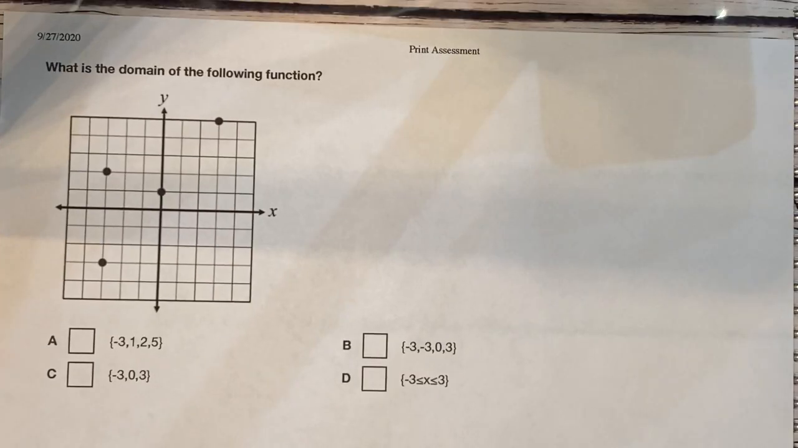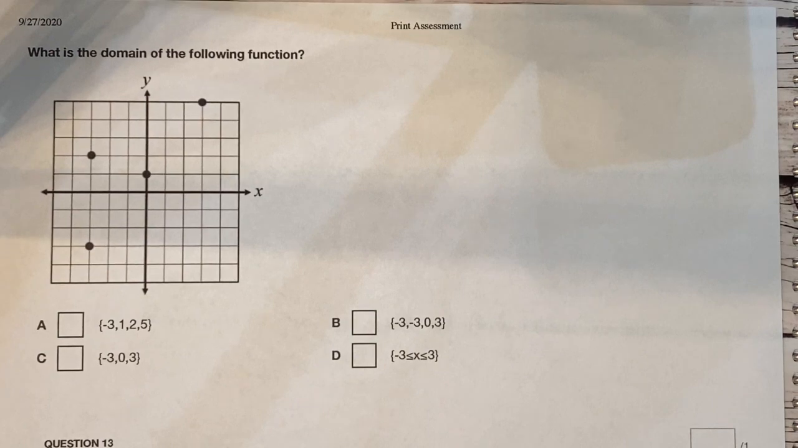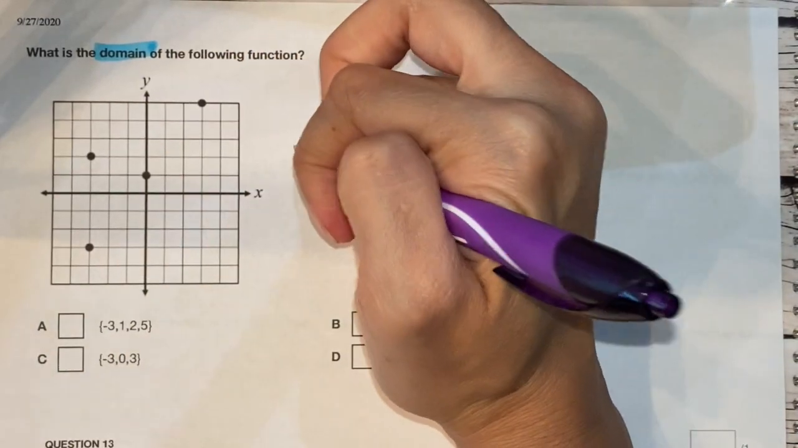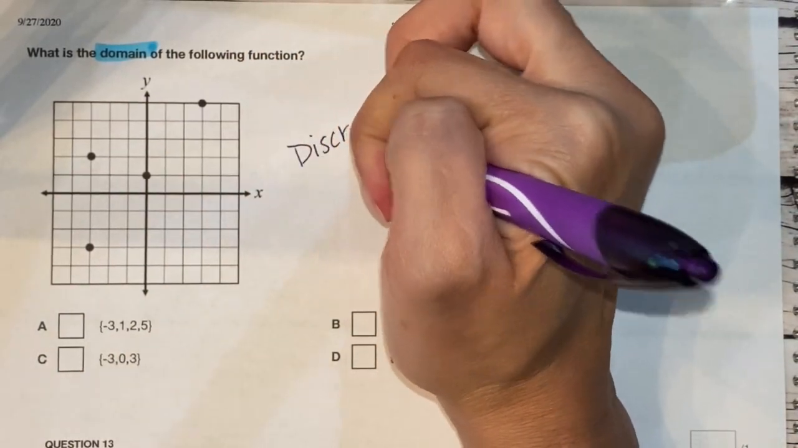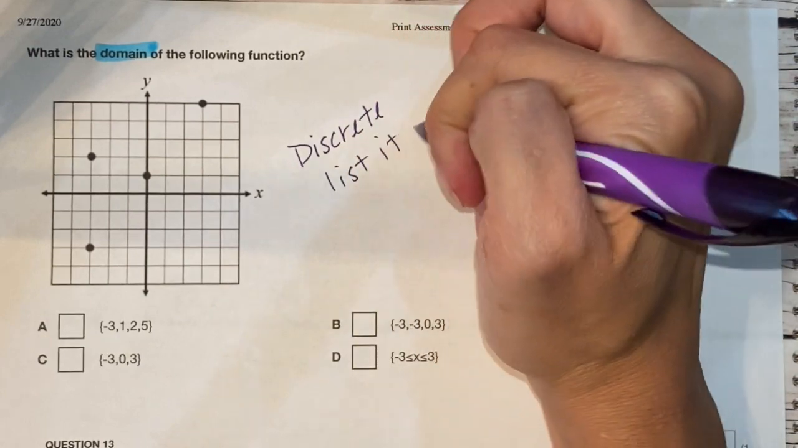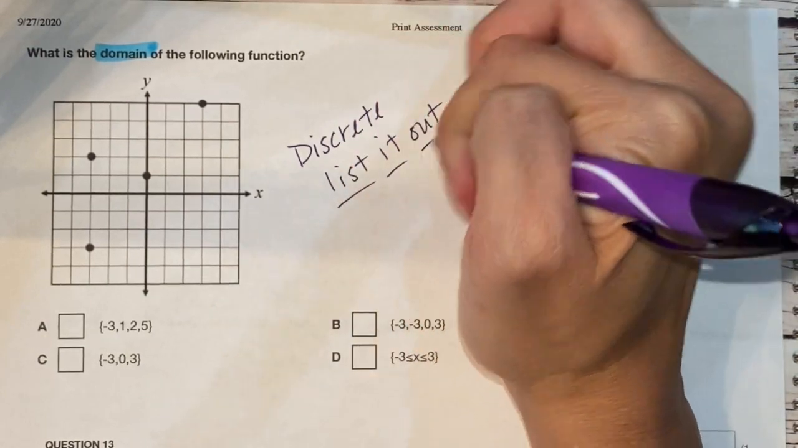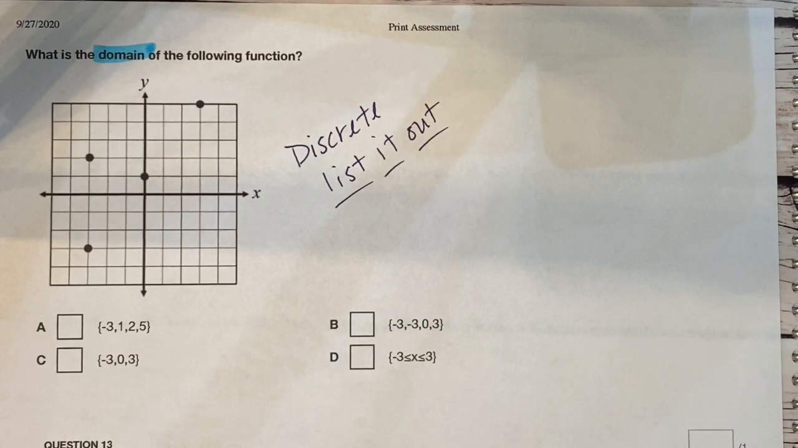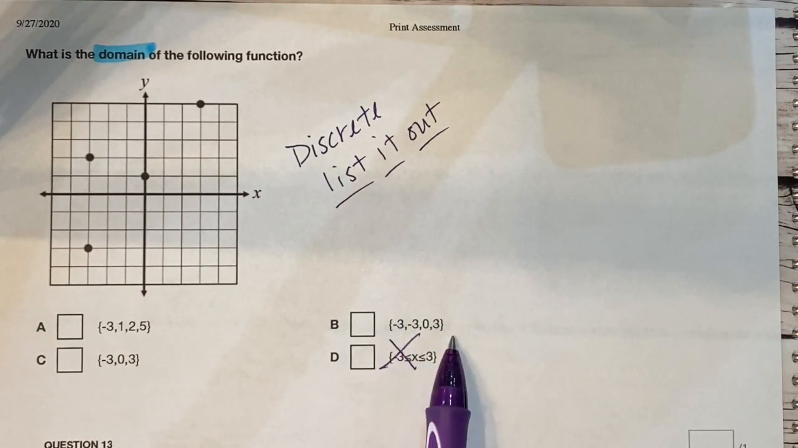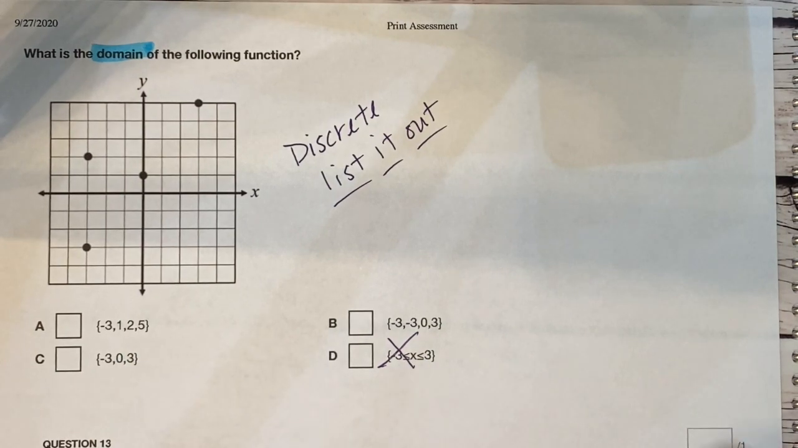So let's do another one. Okay, so domain. Again, domain is my x values. This one is discrete. What does that mean? That means we list it out. Okay, so this automatically right here is showing me a boundary. It's not showing me a list. So now I'm just going through these.